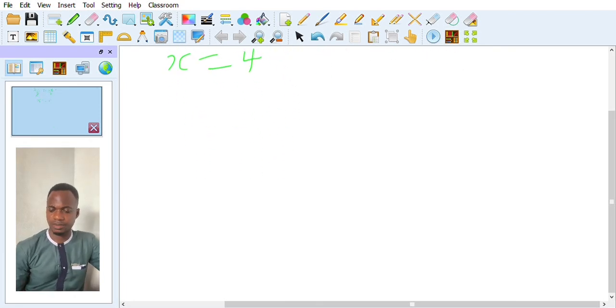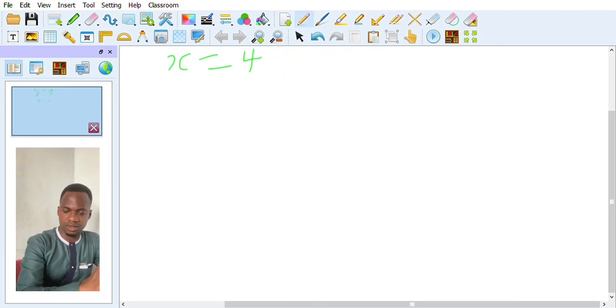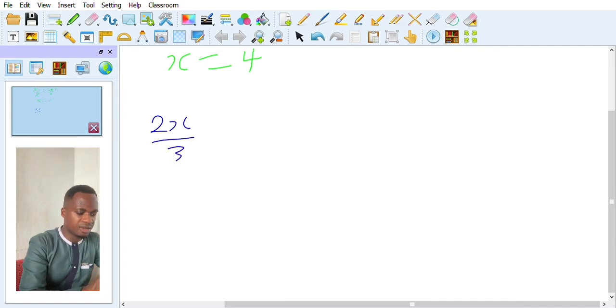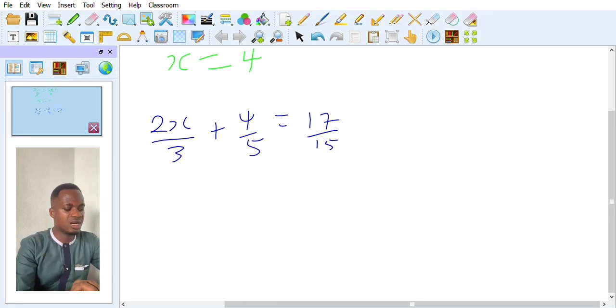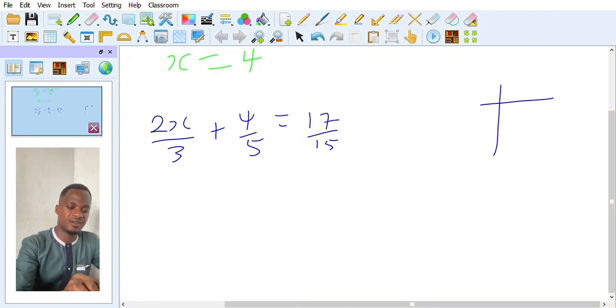In our next example, we have 2x over 3 plus 4 over 5 is equal to 17 over 15. Now we can see we have 3, 5, and 15 as our denominators. We'll find the LCM of 3, 5, and 15.